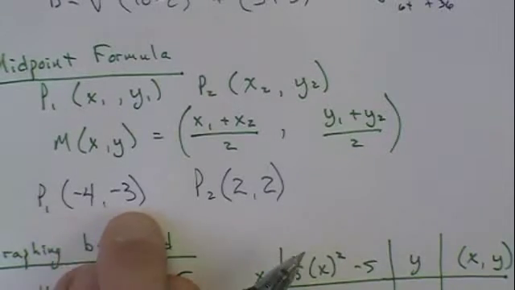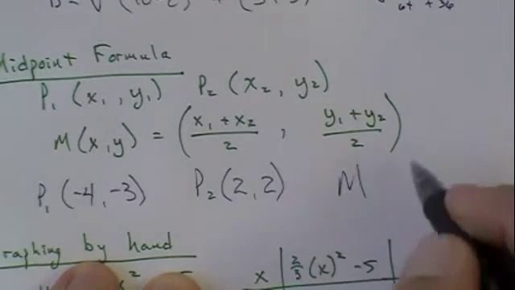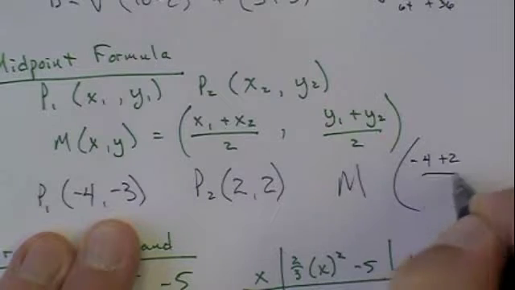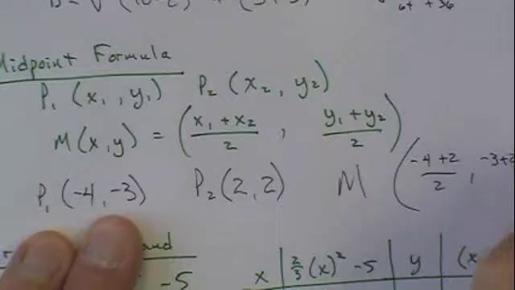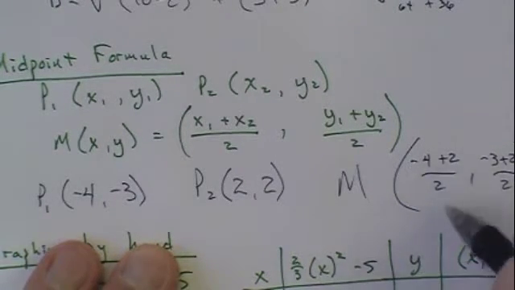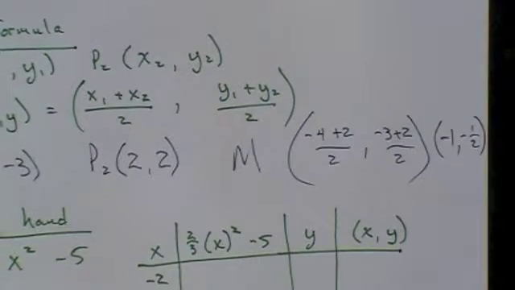So if we have a point at -4, -3, another point at 2, 2, to find the midpoint, we're going to take the average of the x's, so -4 plus 2 all divided by 2 for that coordinate, and then the average of the y's, -3 plus 2 divided by 2 for that coordinate. So -4 plus 2 is -2. Divide that by 2, we have a coordinate there then for -1 for the x value, and then -3 plus 2 is -1, so that gives us a -1/2 for the y coordinate.